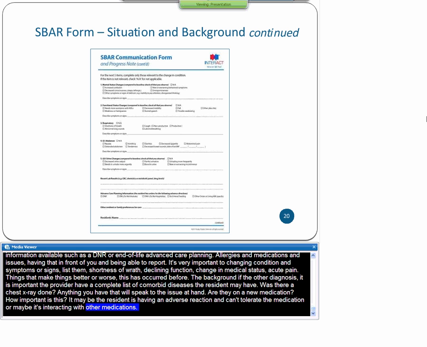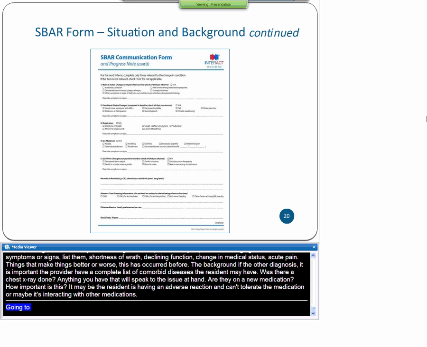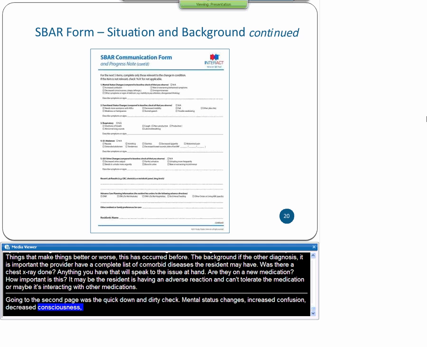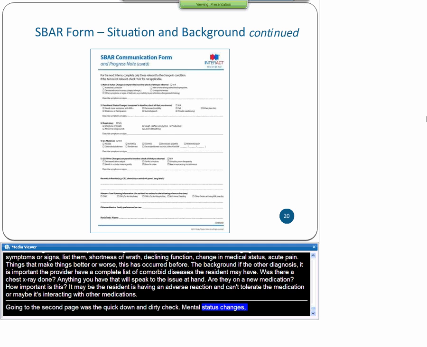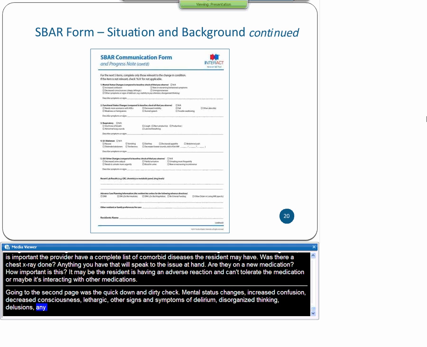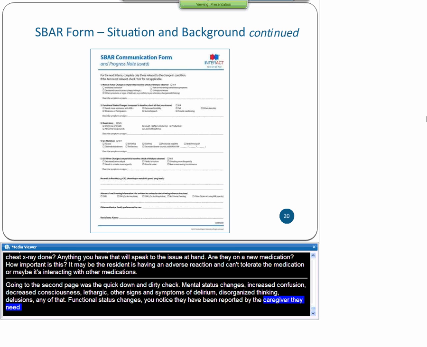Mental status changes. Is there increased confusion, decreased consciousness, sleepy, lethargic, other signs and symptoms of delirium, disorganized thinking, hallucinations, delusions, any of that. New or worsening behavioral symptoms and unresponsiveness. Functional status changes. You've noticed, or it's been reported to you by the caregiver, that they need more assistance now. They're taking longer to take care of over time. They have decreased mobility, or they're walking with an unsteady gait. They're ataxic in their gait.